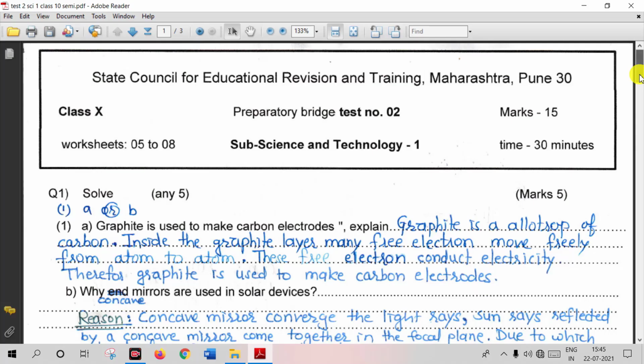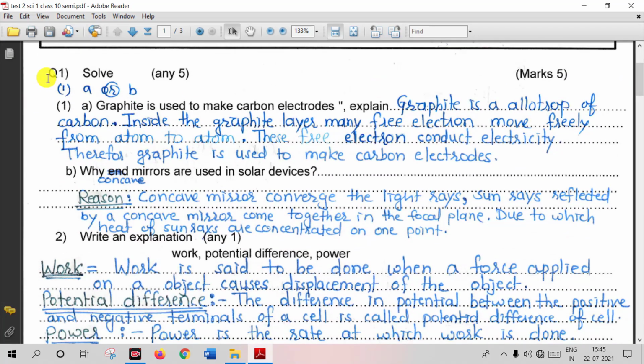Let's start. Question number 1. Solve any 5. It has 5 marks. And from this question number 1, in which A and B questions are given, we have to write only one, A or B. Question A is, why is graphite used to make carbon electrodes?